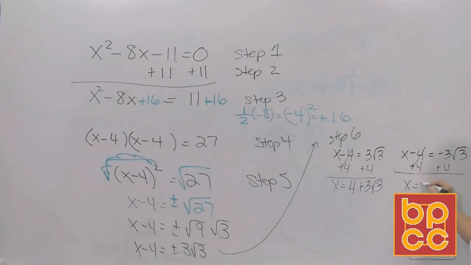And we'll do the same thing here. The whole number is 4 minus the irrational number 3 square root of 3. And we have 2 solutions.